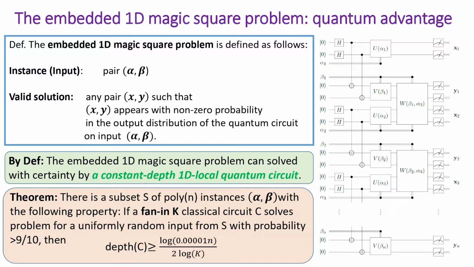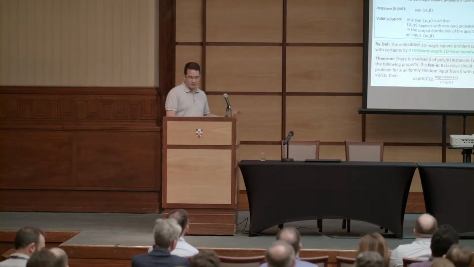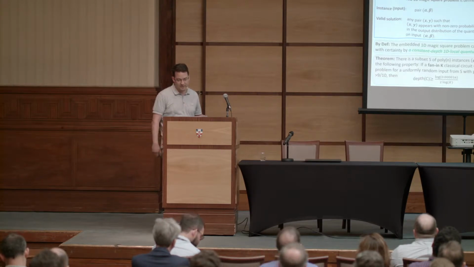And the interesting part, of course, is that this same problem cannot be solved using a constant depth classical circuit. In fact, we can find a polynomial-sized subset of instances, such that if you can solve most of these classically using the classical circuit, then the circuit depth has to be growing logarithmically with the problem size. Okay, so I will not give you the full proof of this, but I will briefly give you the idea of where this comes from.